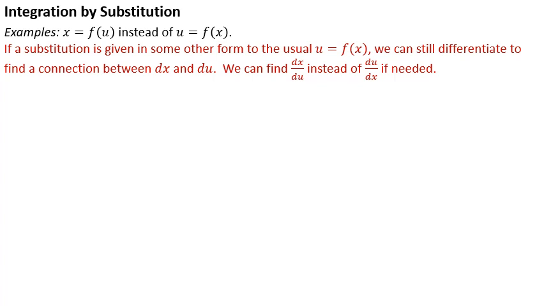So we don't necessarily have to rewrite it. You don't have to rearrange everything so it says u equals. You can use implicit differentiation if it's helpful. We can also, remember, find dx by du instead of du by dx, because that gives us the same valuable connection between dx and du. There's no choosing between them, really. Either is as good as the other. We'll see what that looks like with the next example.